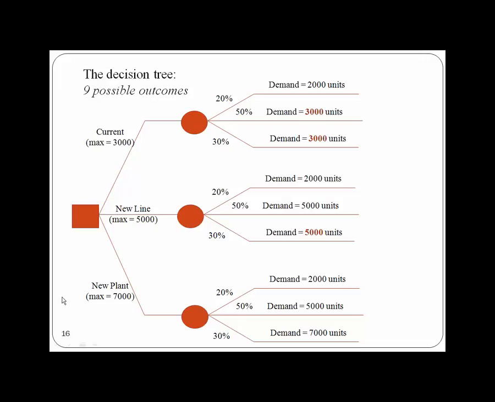So what I've got here then is a decision tree that summarizes the 9 possible outcomes. 3 capacity alternatives multiplied by 3 different possible demand alternatives. So I encourage you to take a second and make sure you're comfortable with the way I've described this decision tree and make sure I haven't left anything out of it.